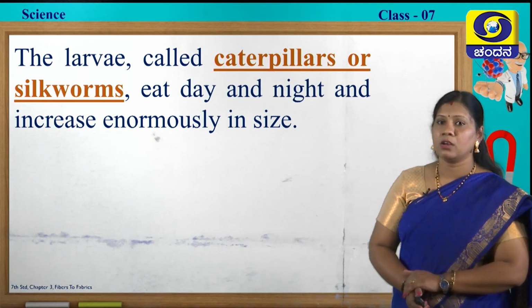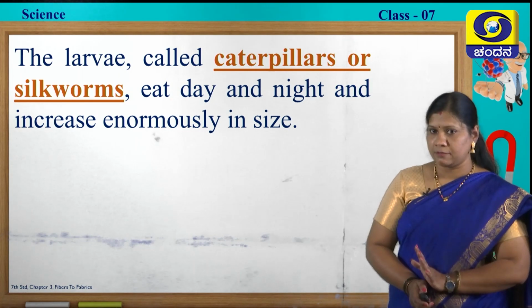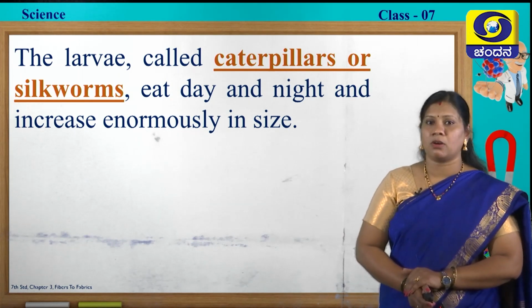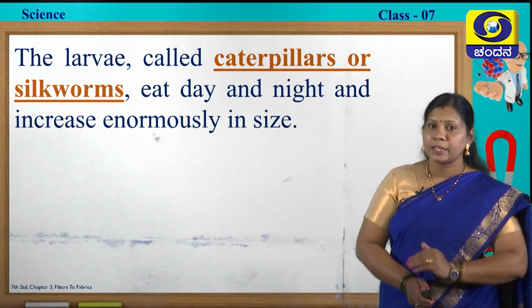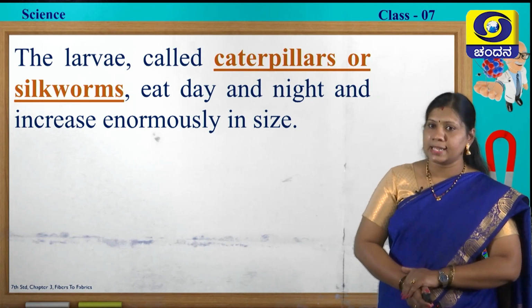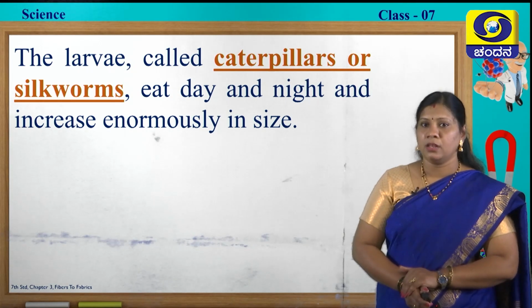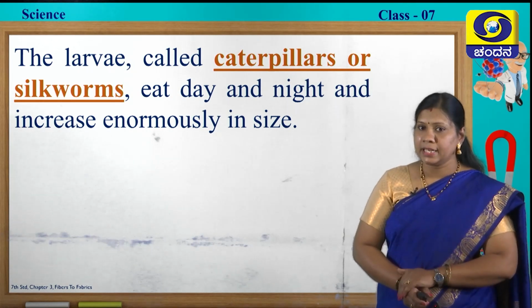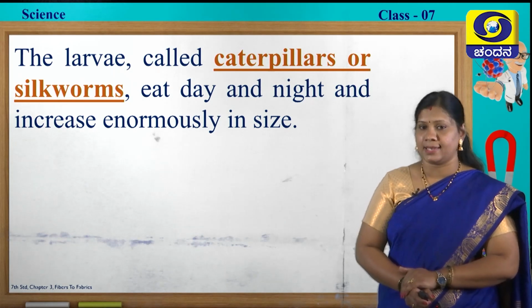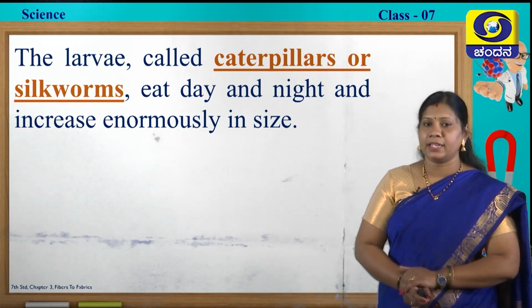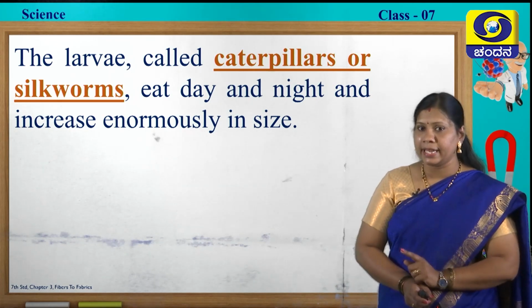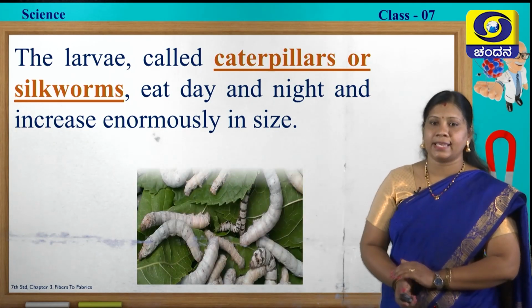Now, the larvae called caterpillars are silkworms. Till this stage, the caterpillars are called larvae. From here onwards, they will be called caterpillars or silkworms, which eat mulberry leaves day and night and increase enormously in size. Yes, exactly. They eat only mulberry leaves day and night and increase in size.